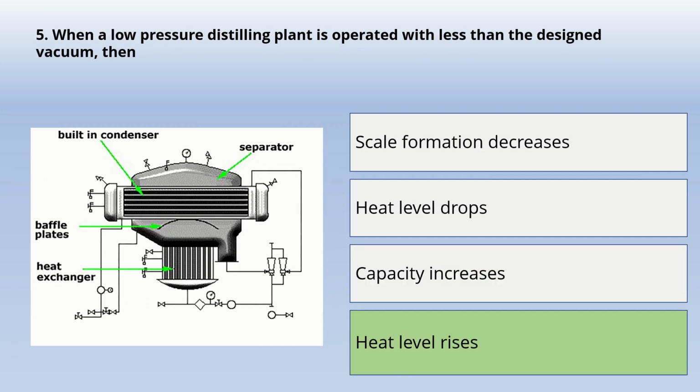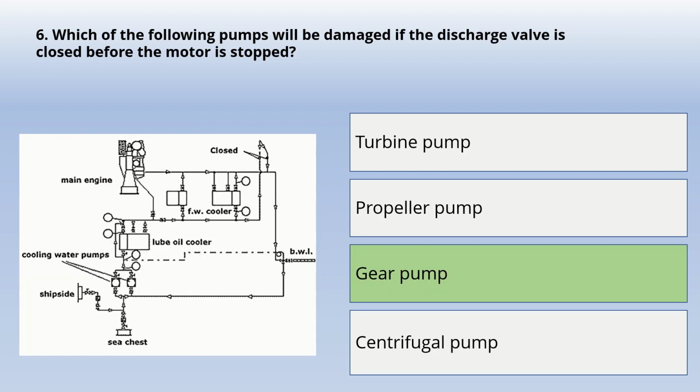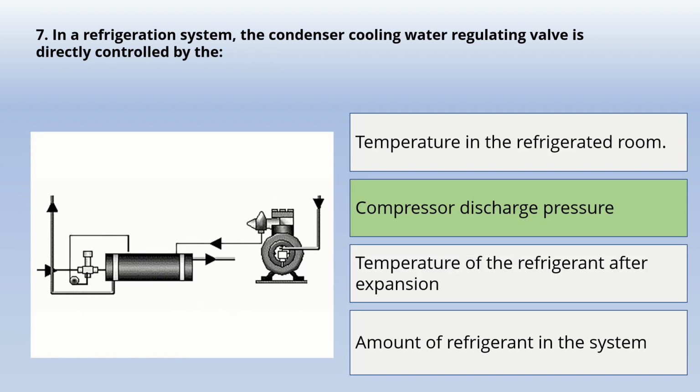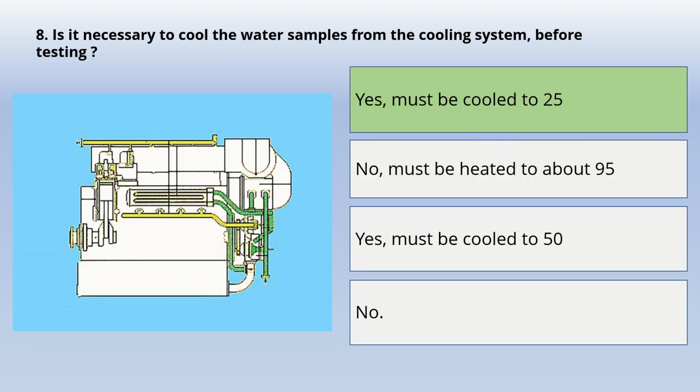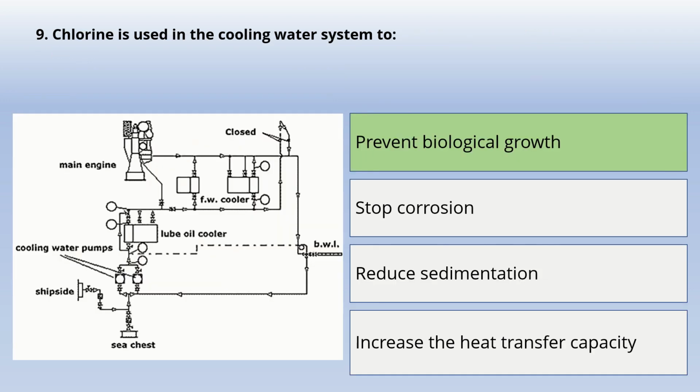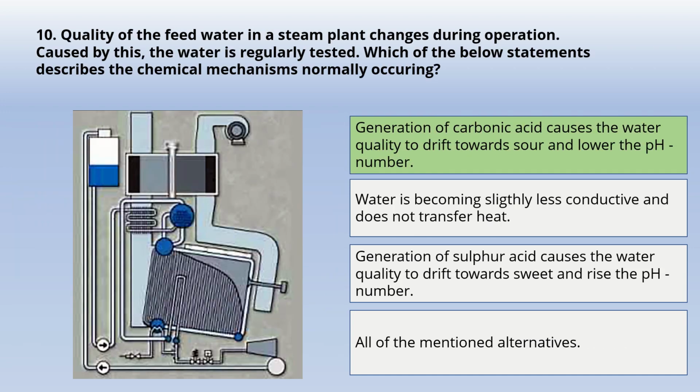When a low pressure distilling plant is operated with less than the designed vacuum, then heat level rises. Which of the following pumps will be damaged if the discharge valve is closed before the motor is stopped? Gear pump. In a refrigeration system, the condenser cooling water regulating valve is directly controlled by the compressor discharge pressure. Is it necessary to cool the water sample from the cooling system before testing? Yes, must be cooled to 25 degrees Celsius. Chlorine is used in the cooling water system to prevent biological growth.